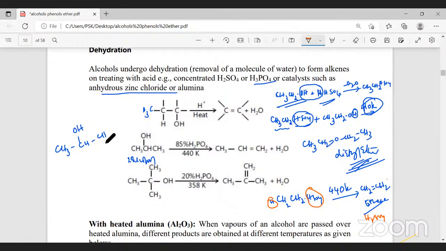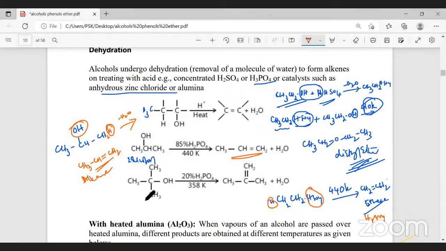I'll write it like this. I write it as CH2 and H. So this hydrogen and this OH get eliminated as water. What is the product formed? You have CH3, CH, single bond CH2. Since we are eliminating hydrogen from this carbon and OH from this carbon, a double bond will be formed. So an alkene is formed when heated at 440 Kelvin with 85% phosphoric acid. This is nothing but an alkene, the same reaction I've written here. I hope you understood this.